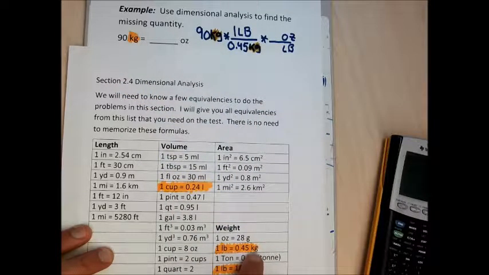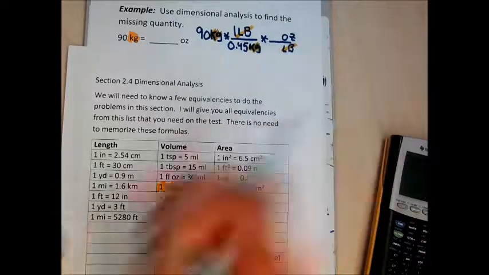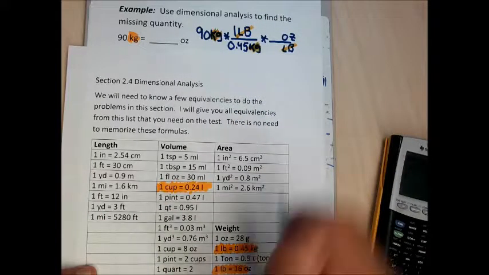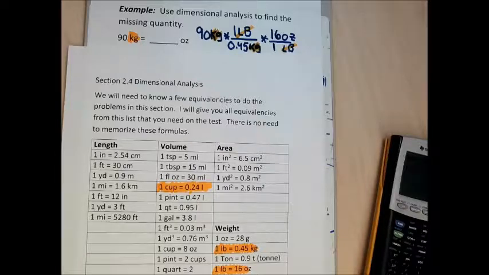So first I want to get rid of kilograms, so I put the kilograms in the denominator. I did that by using the only weight that had kilograms. That put me into pounds. Now I want to get rid of the pounds, so I put the pounds in the denominator and the ounces in the numerator, and I'm going to put a 1 next to the pound and a 16 next to the ounces. Now I just need to get the numbers.